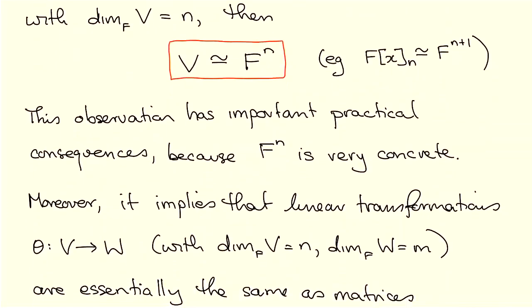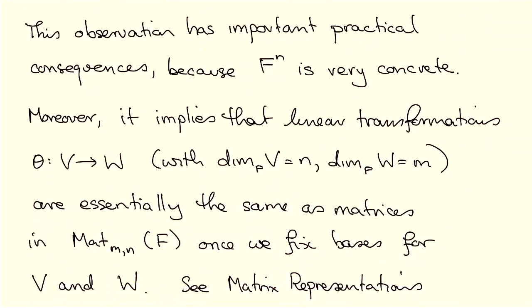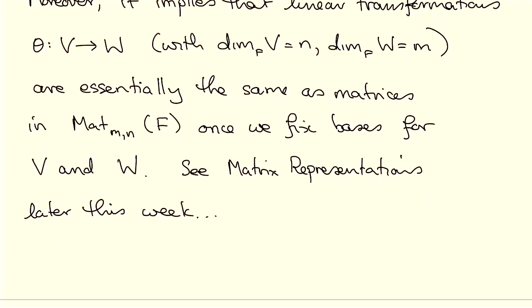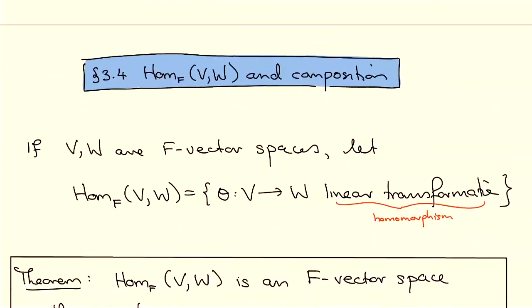And as I say here, it has very practical consequences. Because F^n is concrete, we can make calculations with matrix multiplication and all that junk. And so actually what we're going to talk about today is exploiting that idea to represent linear transformations using matrices. Later this week, actually today.